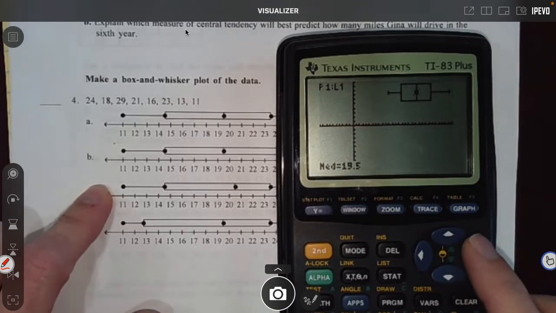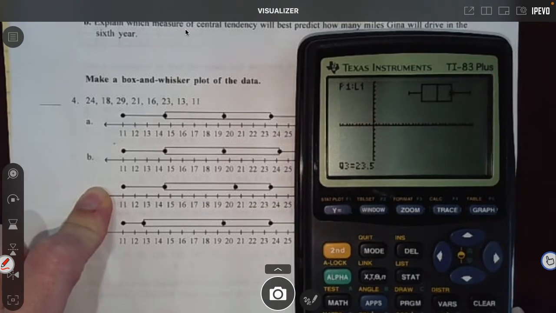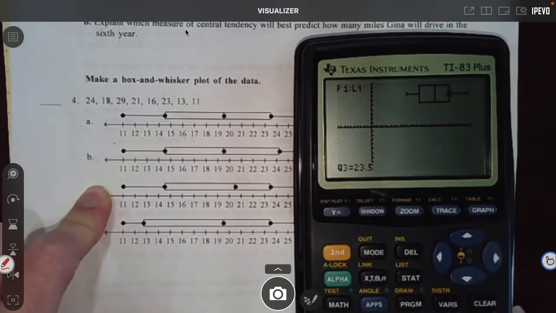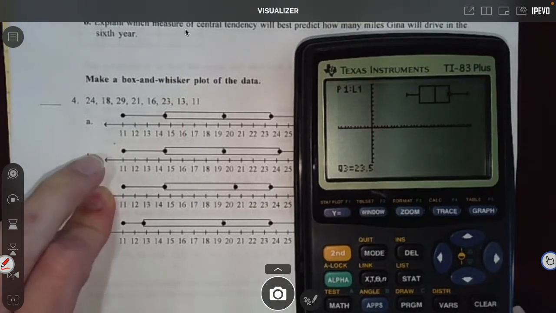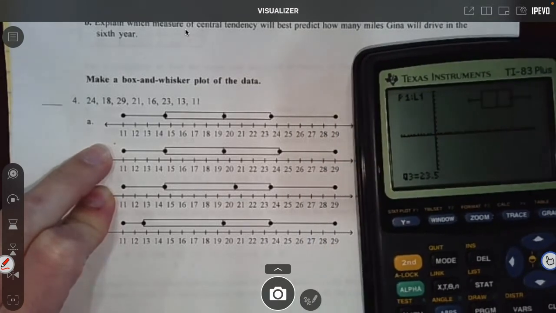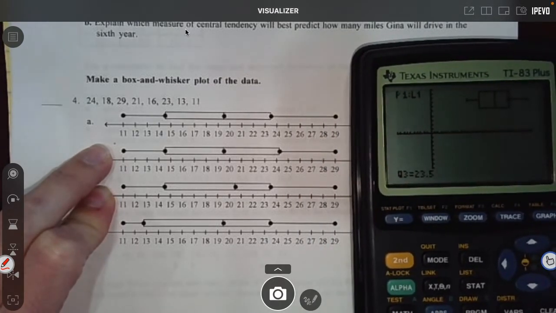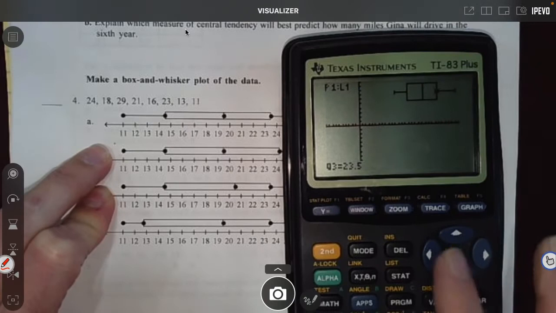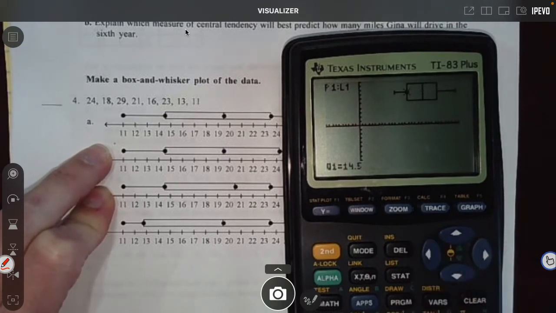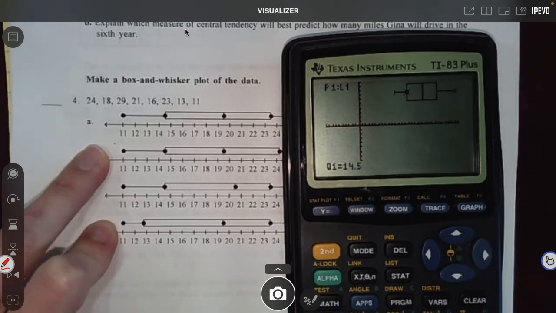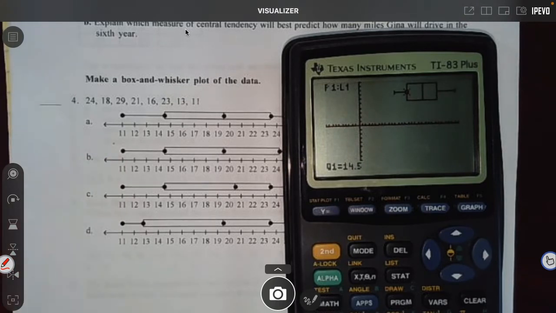So I'm going to go to the right, okay, and that's my quartile 3, and we're finding the 23.5. It's not B. And my N number, they all say the same thing, so I don't have to worry about the N number. So let me go to the left. Your quartile 1, and this one's 14.5. It's not D, so it is A.